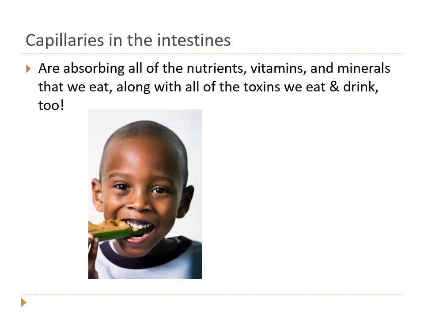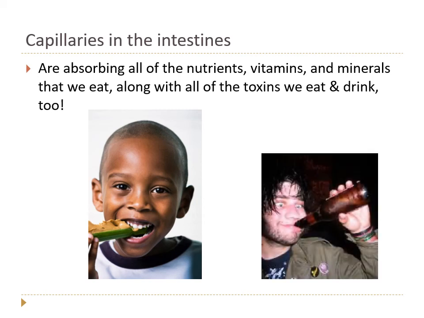So the capillaries out in your intestines are not just supplying the tissues of your intestines with what they need, they also happen to be absorbing all of the stuff that we've been eating. So all the nutrients and vitamins and minerals, as well as all the toxins and things that we are eating and drinking. So this material needs to be processed before it goes into the general circulation.